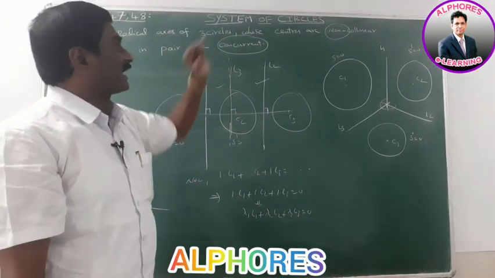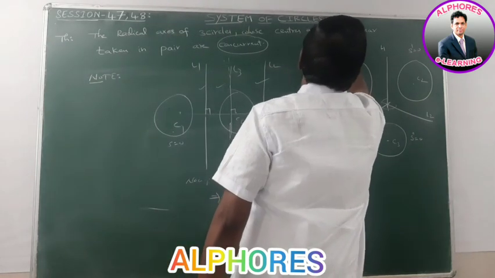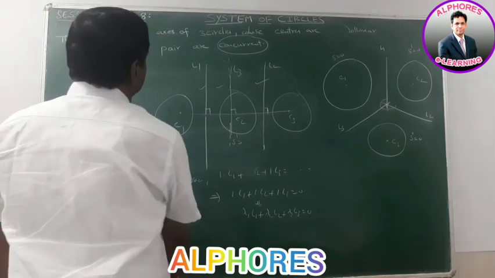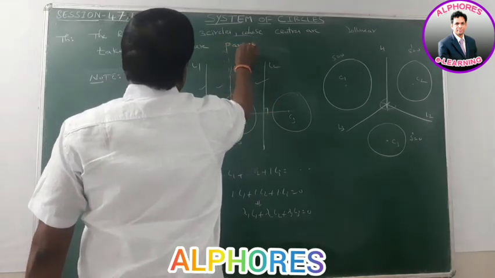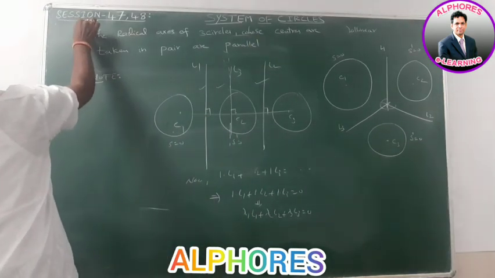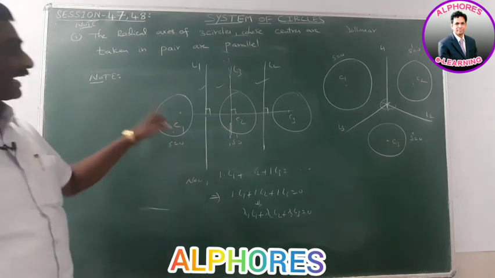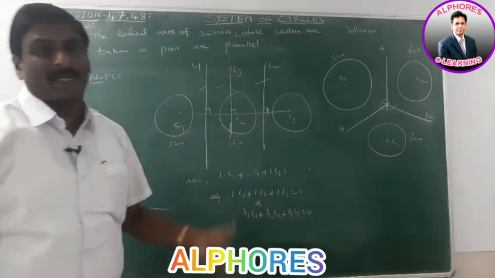The radical axes of three circles whose centers are collinear, taken in pairs, are parallel. Very, very important point. Note this point. Please note this diagram also. It is the first radical axis, it is the second, it is the third. These three are parallel.